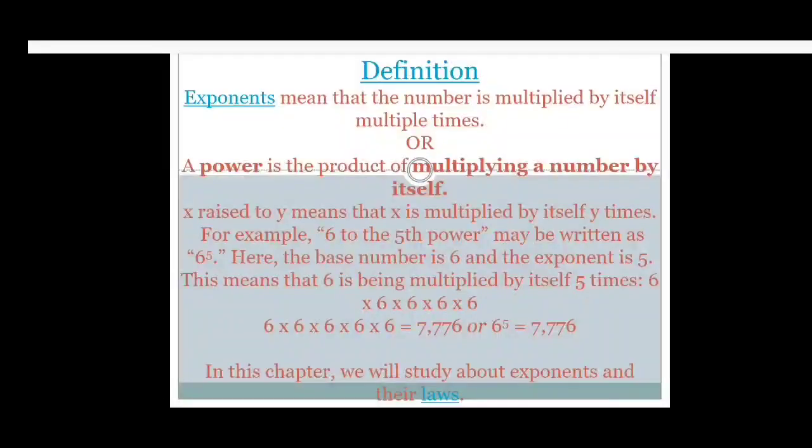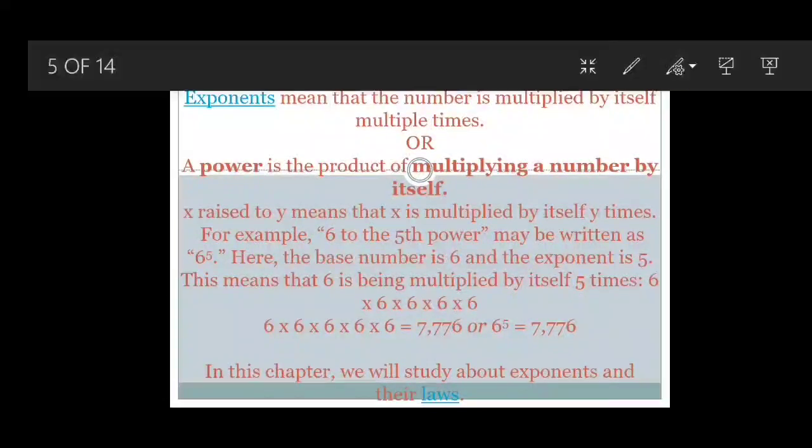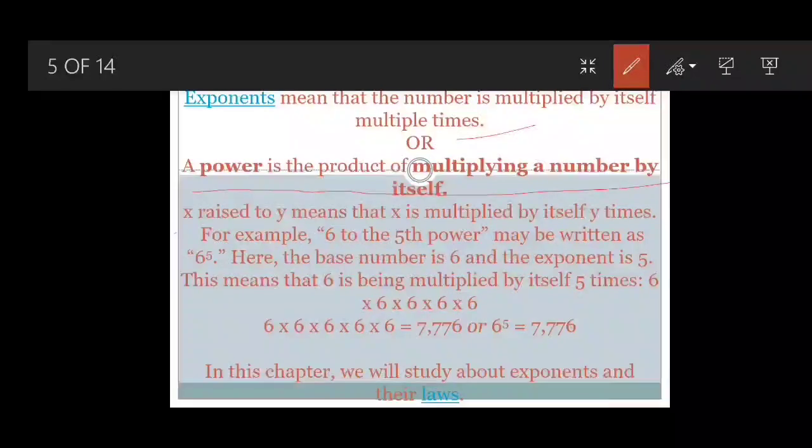Clear? Now, what do we mean by exponents? Exponents means that the number is multiplied by itself multiple times. Note down this definition: the power is the product of multiplying a number by itself. Look over here, x raised to y means that x is multiplied by itself y times. For example, 6 to the 5th power may be written as 6 to the power 5.